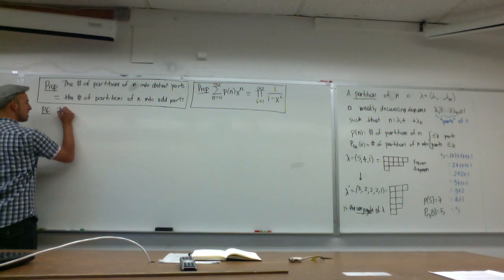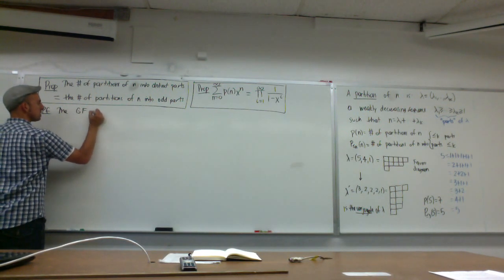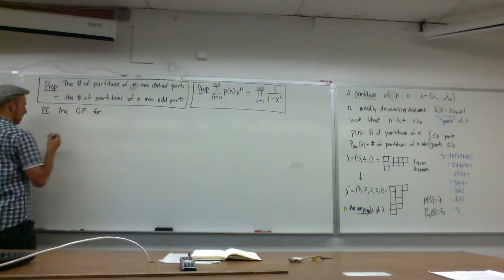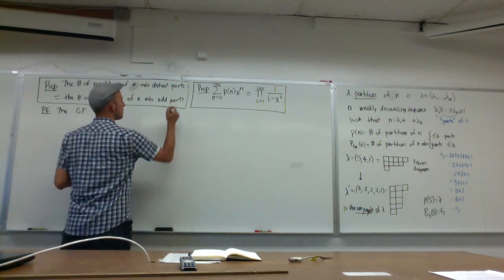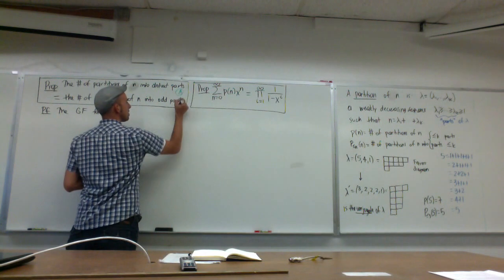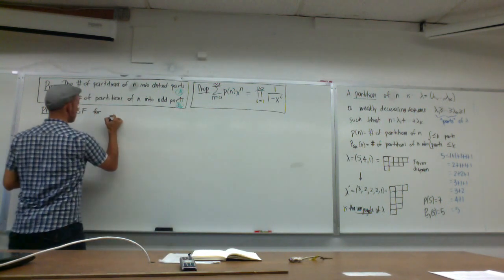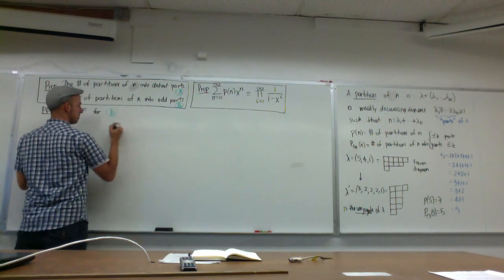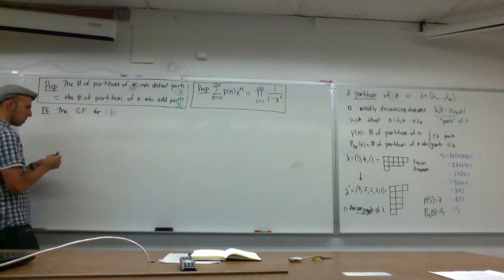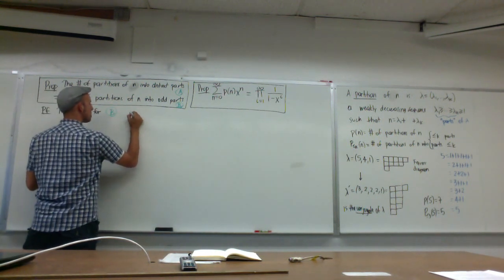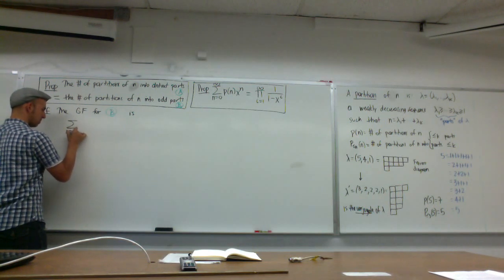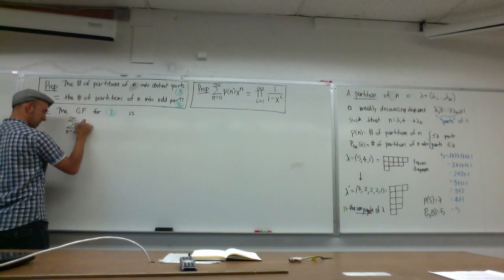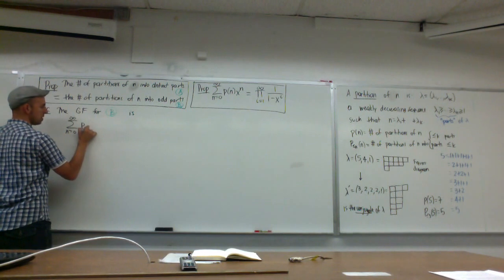So the generating function for, let's call them A and B. This is going to be A. This is going to be B. Can we find this generating function? So sum from n equals 0 to infinity of, let's write P sub odd.